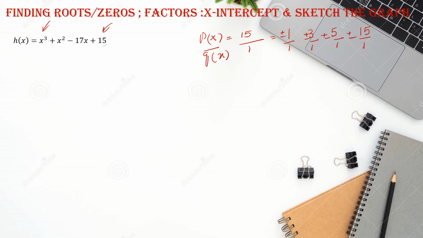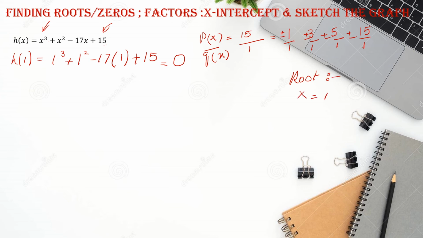So let's start from the 1. So we will write here, substitute h of 1 equals to, wherever you have the x, you have to write 1. 1 cube plus 1 square minus 17 times 1 plus 15. So what you will get, 1 plus 1, 2, 2 plus 15, 17, 17 minus 17 is 0. So you are lucky that you get the first factor in one go. So here you have one factor, you can write it as root, or 0, so x equals to 1. Now apply the synthetic division.